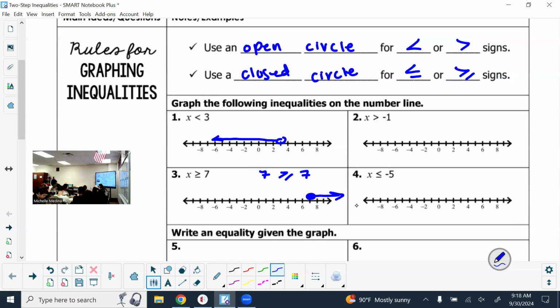So remember that the opening should be facing the bigger number. Even if I were to rewrite it backwards, maybe like this, 7 less than or equal to x, it would still have the same graph because x is still the bigger number in this situation. So like your alligator mouth, that's what's important. So now try those two, maybe even try the ones underneath it. We'll go over these in about 1 minute.